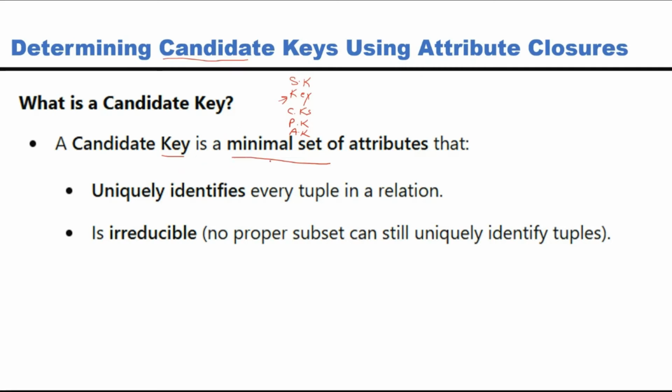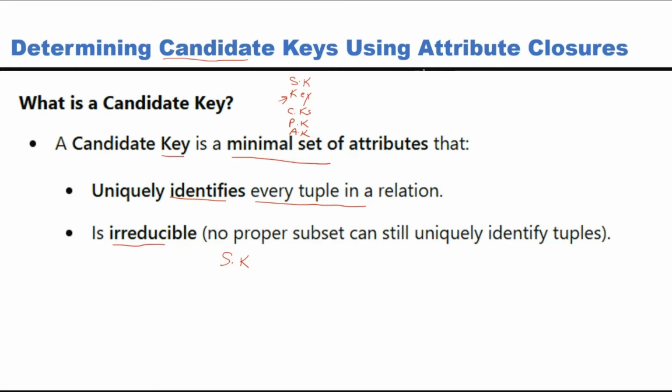So what is a candidate key? It's a minimal set of attributes that uniquely identifies every tuple in a relation. The second property is that it is irreducible. What is the meaning of irreducible? No proper subset can still uniquely identify the tuples. That means it should not be a super key, because in a super key extra attributes are added, and we remove those extra attributes to make it minimal. That's why the word minimal is there. Remember, minimum is different; this is minimal. So let's see an example. What is a super key and what is a candidate key in this case?